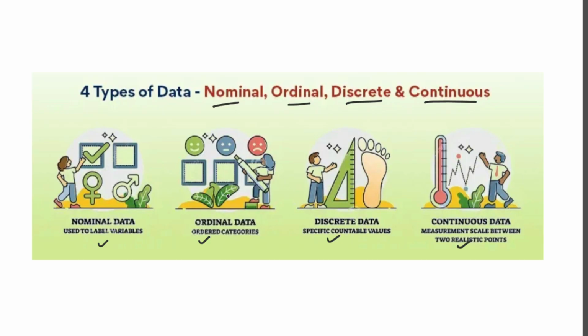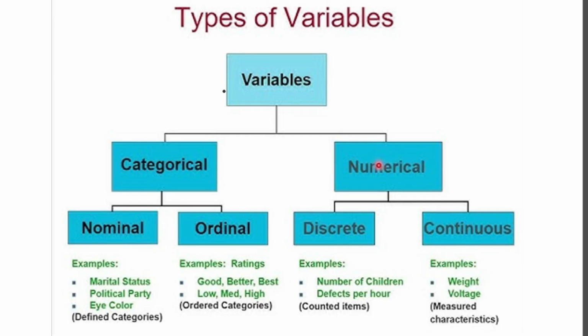Please remember this diagram. Also, we will put it in the form of a chart. See the chart over here. The types of variables, or in the sense you can take this as data, are of two types: categorical and numerical. Categorical are also called qualitative, and numerical are quantity or quantitative.